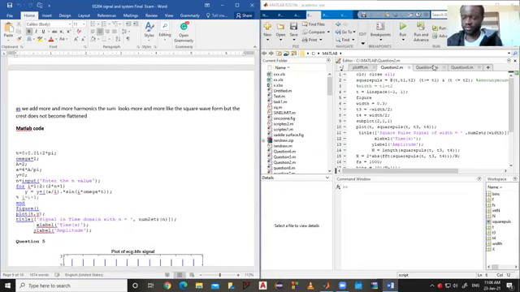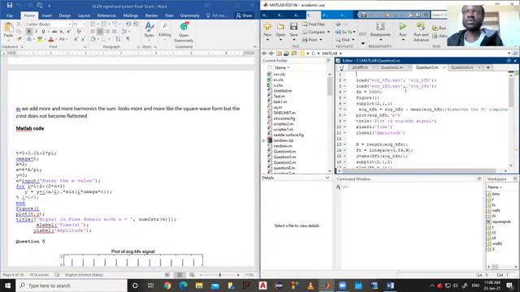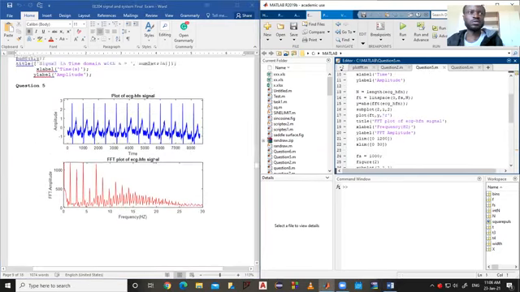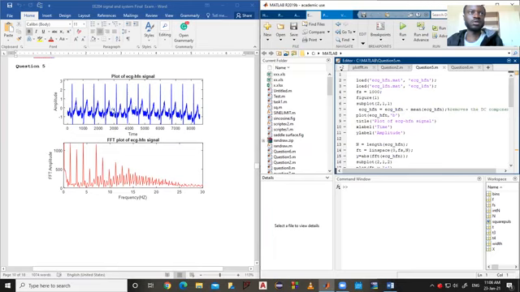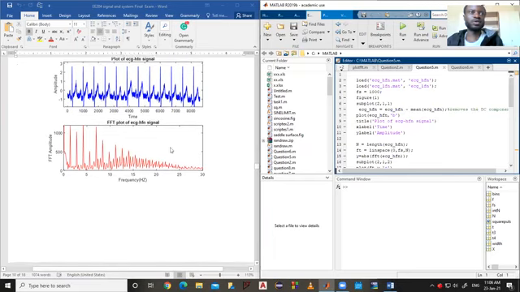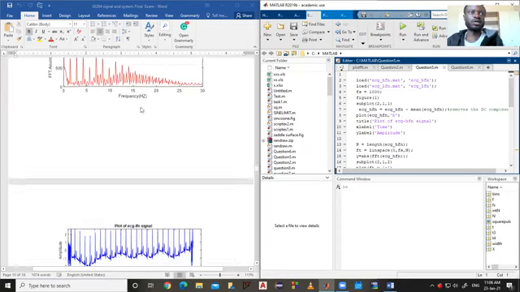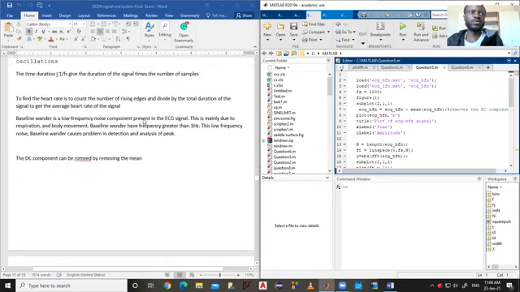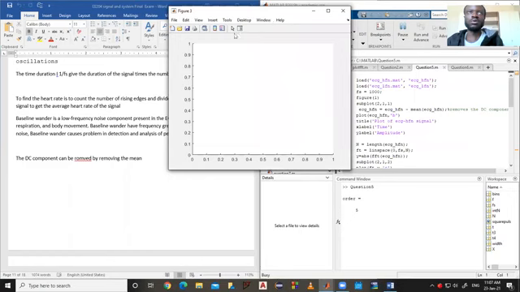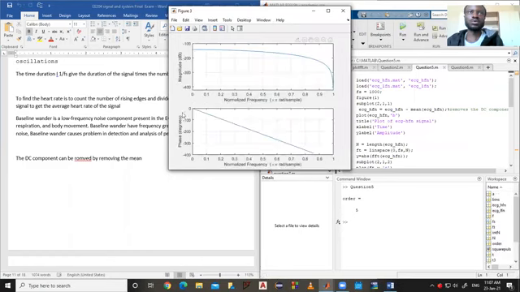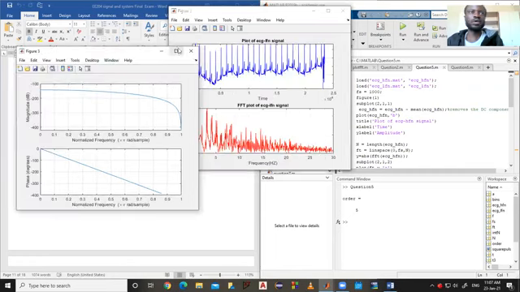So question 5. For question 5, we have our signal. Here is the code. Here is its Fourier transform, and this is for HF. This is for LF, and we remove the DC component by removing the mean. So if we were to run this code, we would see the magnitude response and the phase response of the filter that we designed using an appropriate cutoff frequency.